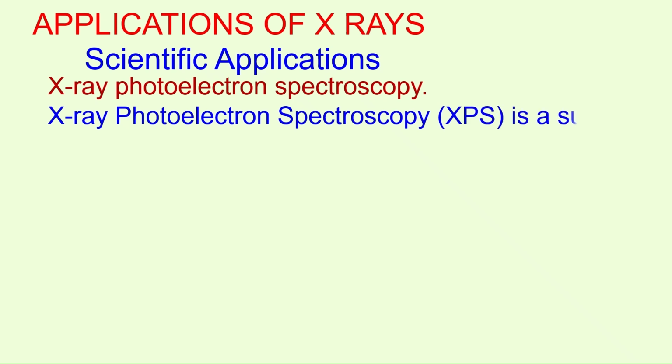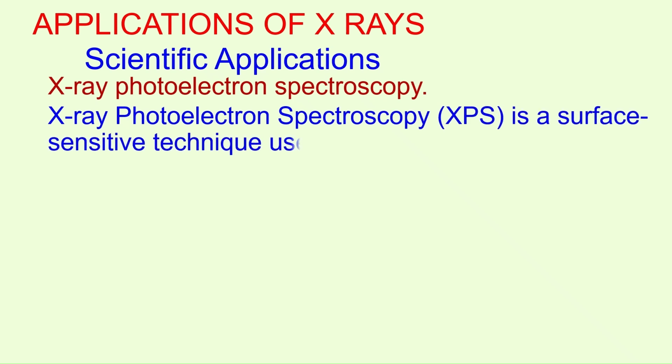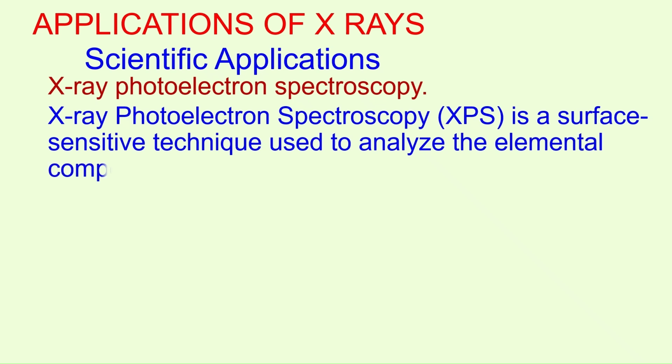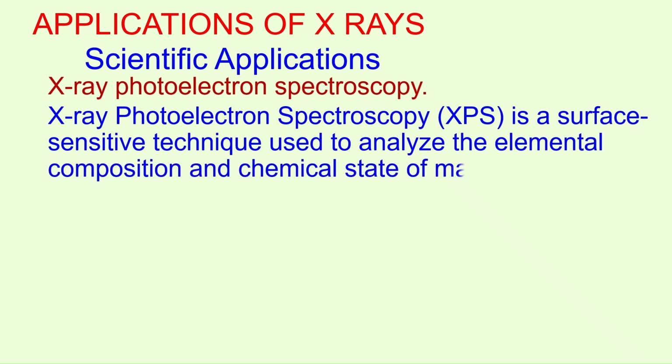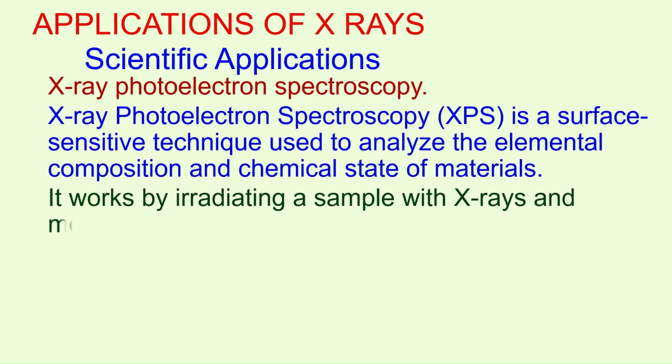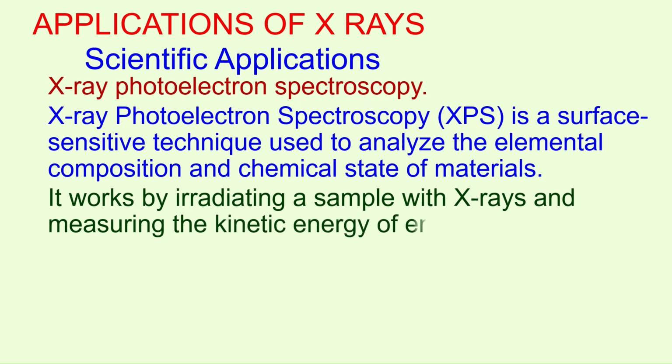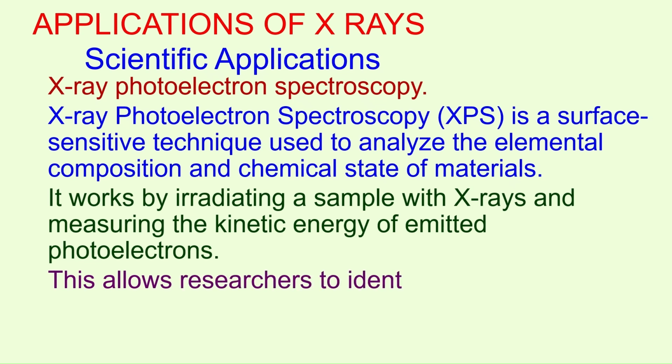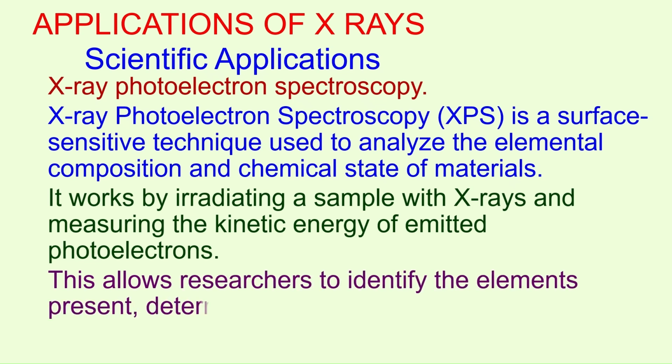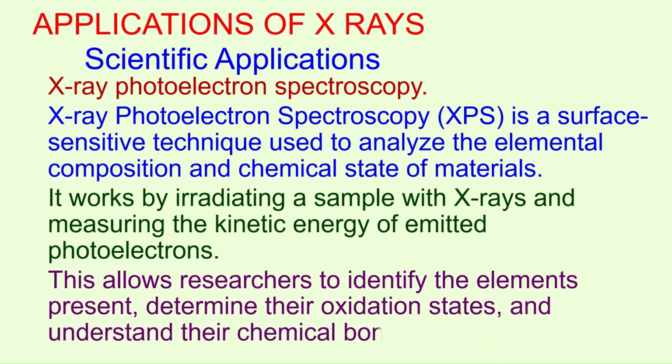X-ray photoelectron spectroscopy, XPS, is a surface-sensitive technique used to analyze the elemental composition and chemical state of materials. It works by irradiating a sample with X-rays and measuring the kinetic energy of emitted photoelectrons. This allows researchers to identify the elements present, determine their oxidation states, and understand their chemical bonding.